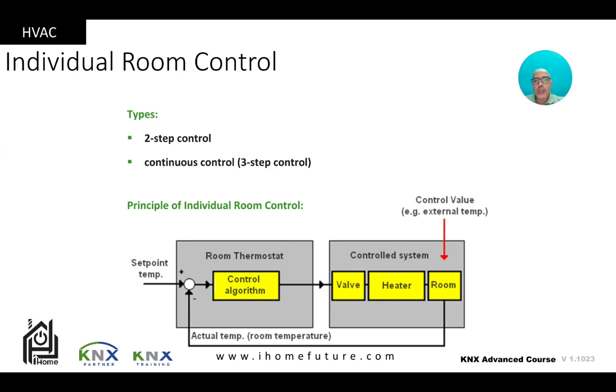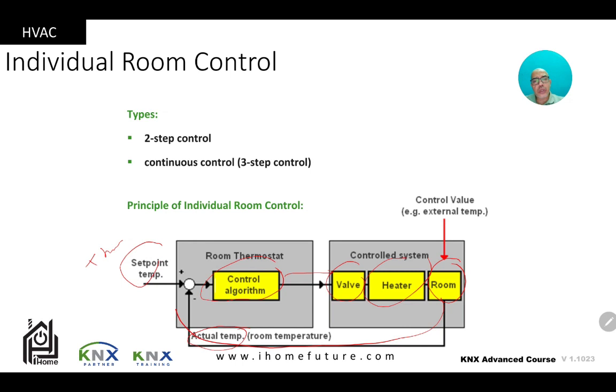The concept is simple. You have a set point temperature, you put it in the thermostat, and you have an actual temperature, okay, read from the system coming to you, and then the difference between the desired temperature and the actual temperature goes to the thermostat as a control algorithm, and it takes that to control the valve controlling the heater itself. Okay, good.